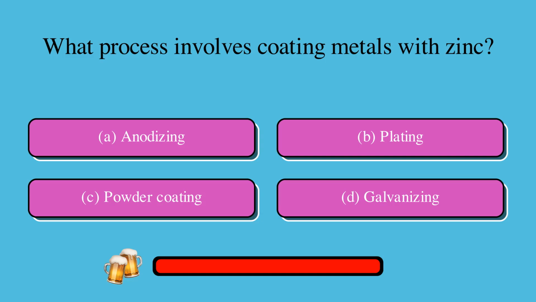What process involves coating metals with zinc? Is it A, anodizing, B, plating, C, powder coating, or D, galvanizing? The correct answer is D, galvanizing.